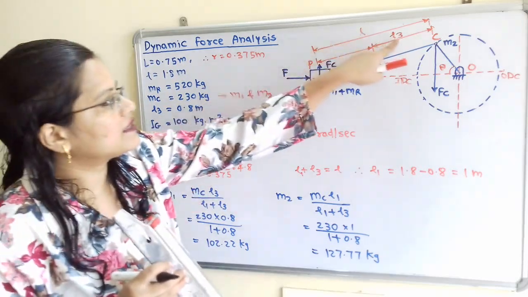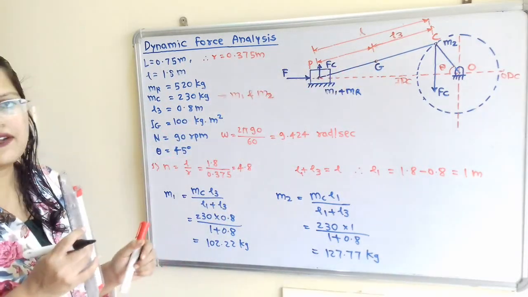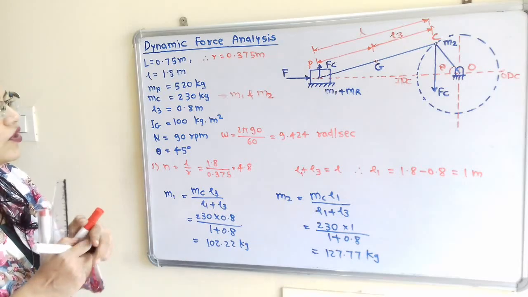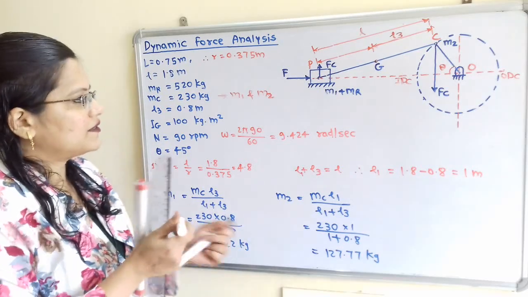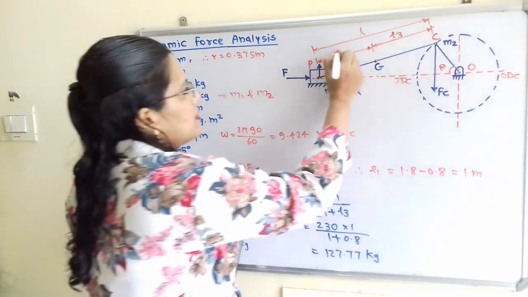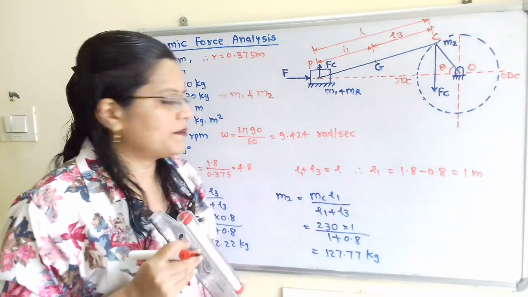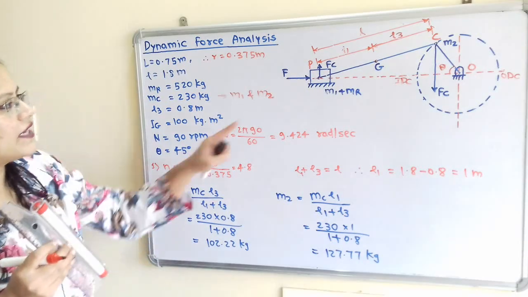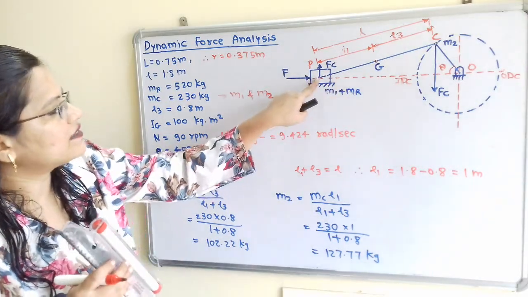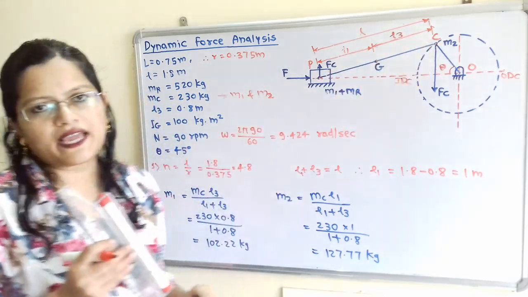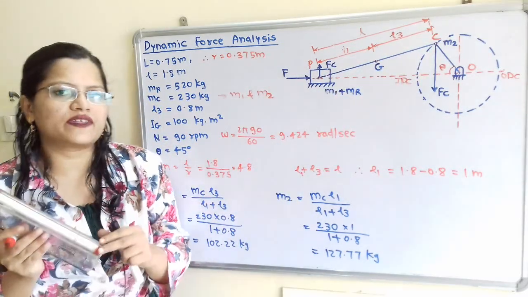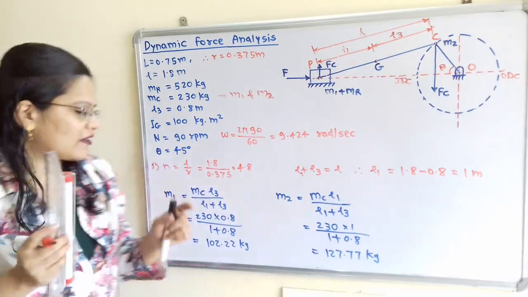Now L and L3 are known, so we can calculate L1. L1 is equal to L minus L3. So here I will mention L1, which is equal to 1 meter. Now we will calculate the masses which are placed at the gudgeon pin as well as the crank pin. There is a formula, and with the help of the formula we can calculate this.